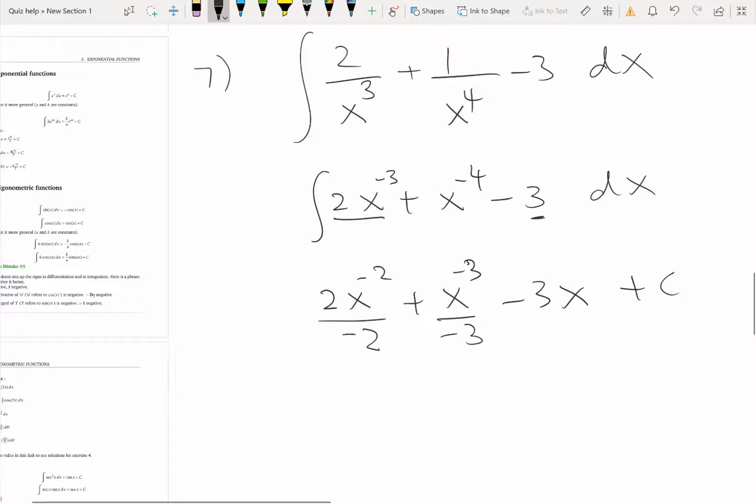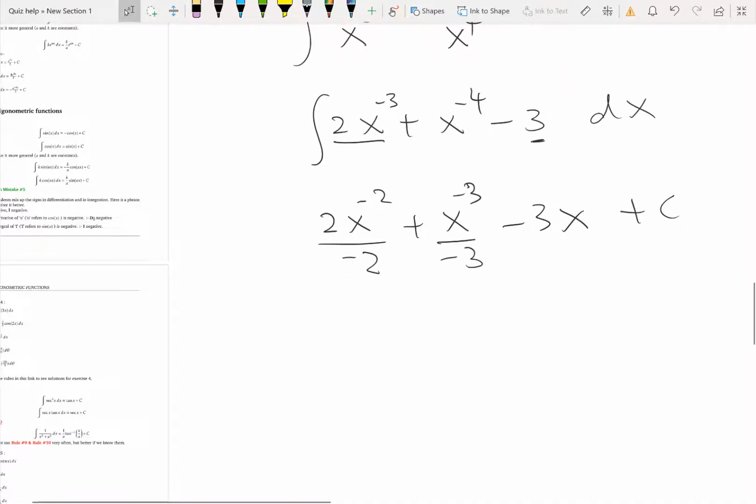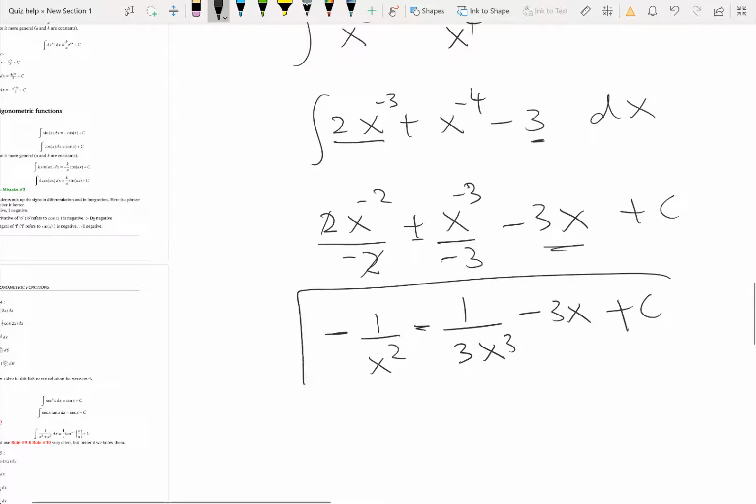If you integrate a constant, you get constant times x, with respect to x. Here 2 cancels out, so negative x to the negative 2 is negative 1 over x square. Here positive times negative, 1 over 3x cube, minus 3x. We don't need to do anything here, plus c. So this is what you get after you integrate the 7th question.